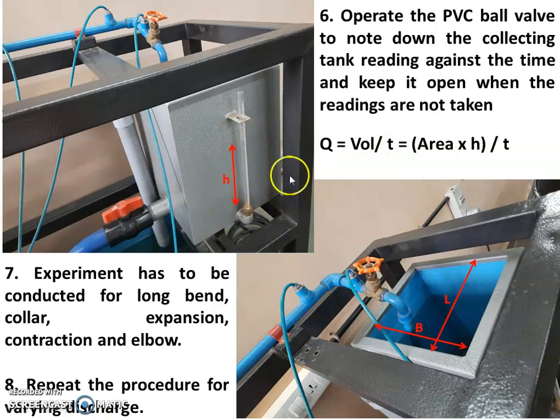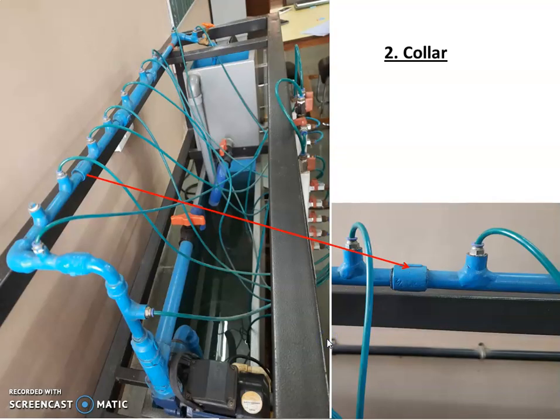And the same procedure has to be repeated for the rest of the parts, that is for collar, sudden expansion, sudden contraction and elbow. So, this is the collar which we can see here in the main setup. Now, already we would be determining the head loss coefficient by noting down H1, H2 and discharge.